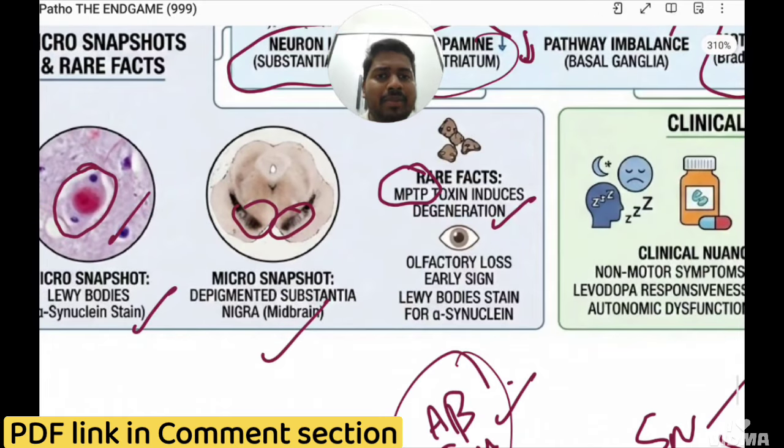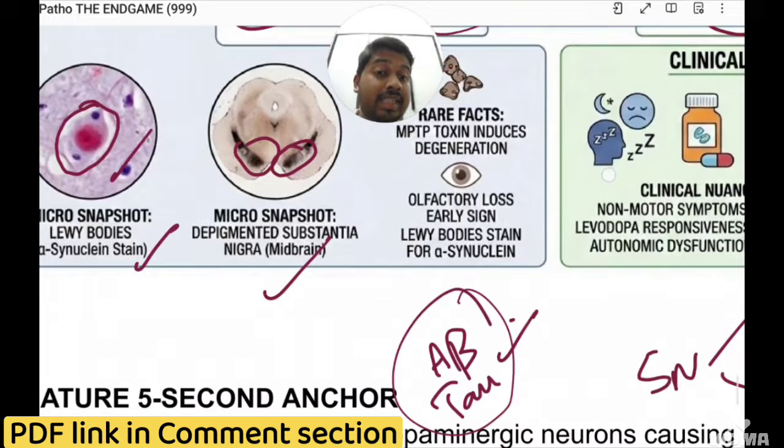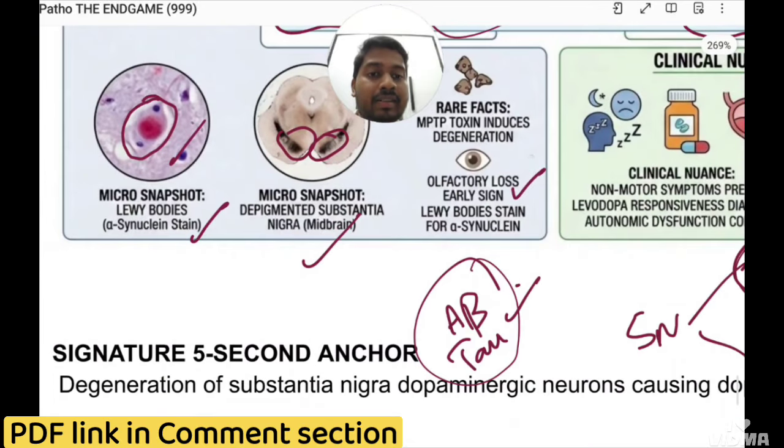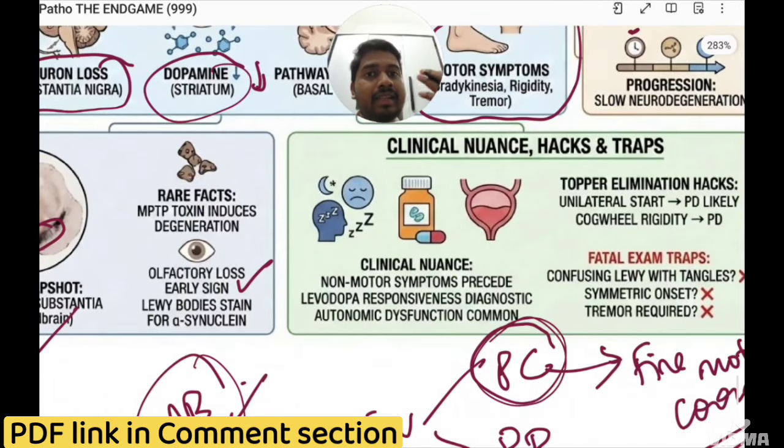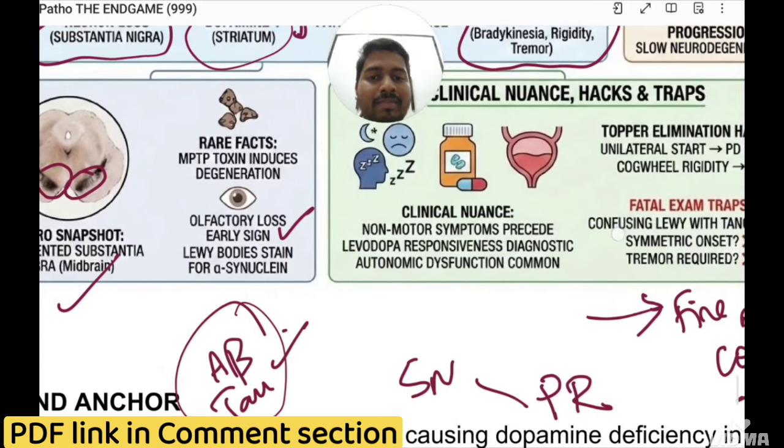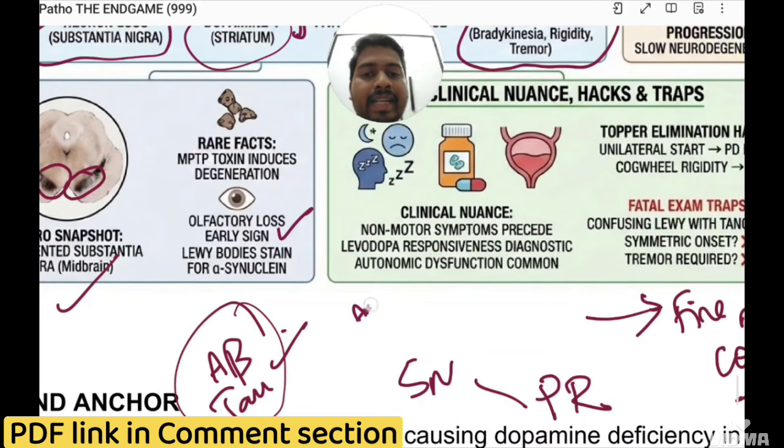Okay, one more question which has been asked is, which is the earliest sign of Parkinsonism? That is olfactory loss. Okay, olfactory loss is the earliest sign. There are some other clinical features also other than these movement features. You will see some other non-motor symptoms, which are mainly anxiety, depression, okay, constipation.